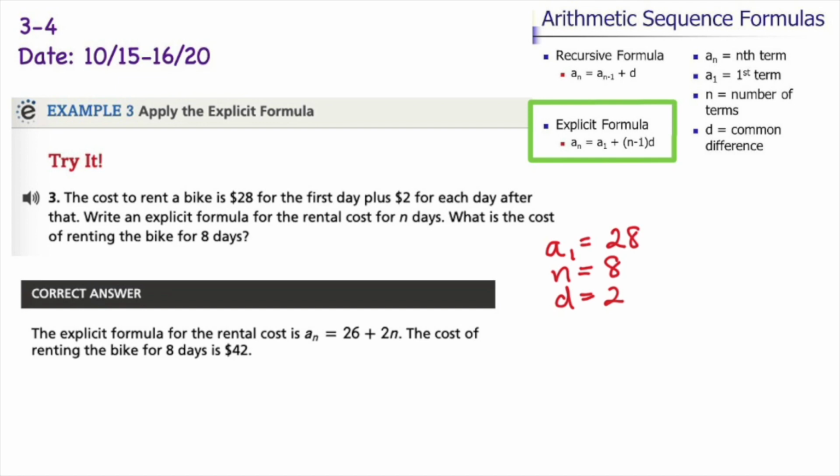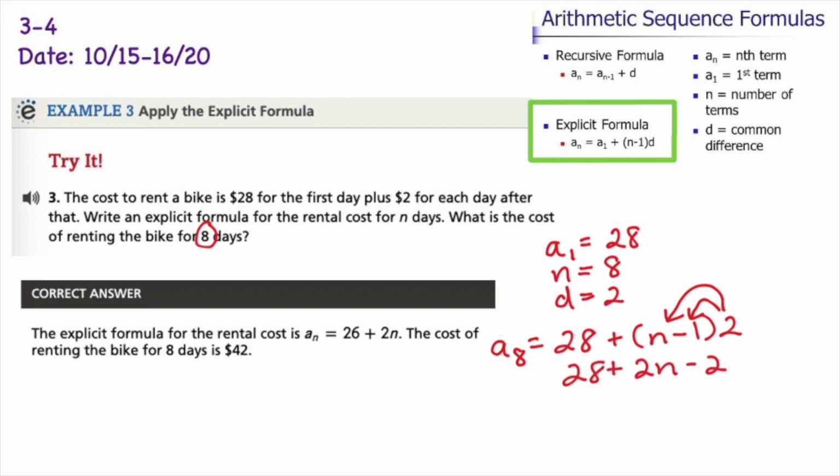The problem does tell us the 8, so we can put 8 in there, but for our formula, remember, we need to leave n in the answer. So if we rewrite this with the formula, we replace a sub 1 with 28, and we replace d with 2. Then you distribute your 2 into the parentheses, giving you 2n minus 2. Then we can add 28 and negative 2 together, giving us that 26. So that's where the 26 plus 2n came from.